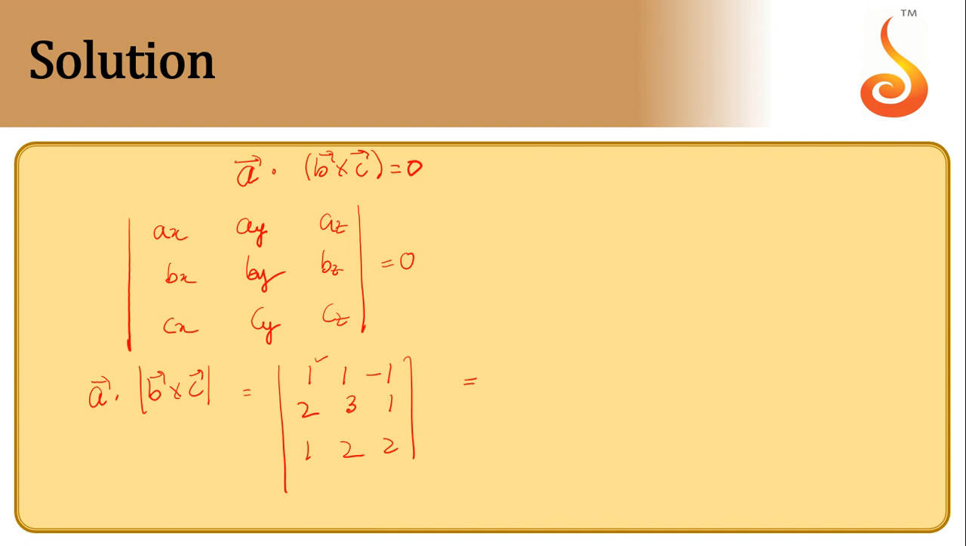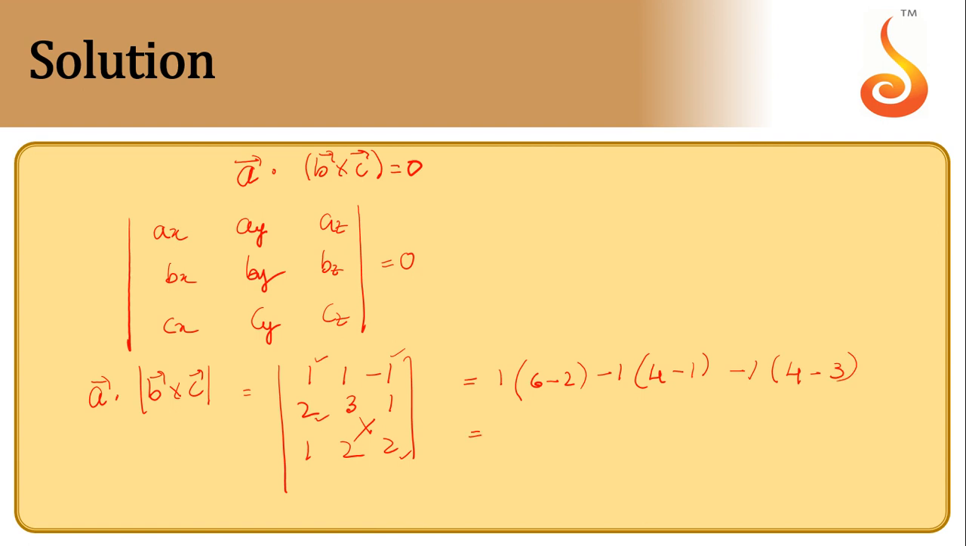Simplification. First I will take this 1 into 3 into 2, 6, minus 2. Then minus 1 into 2 into 2, 4, minus 1. Then minus 1 into 2 into 2, 4 minus 3.